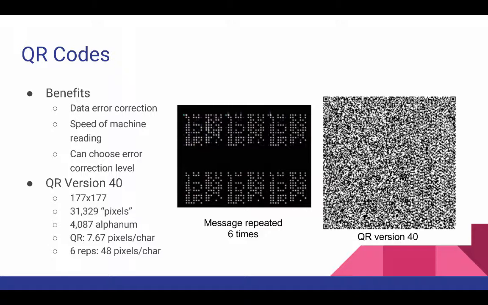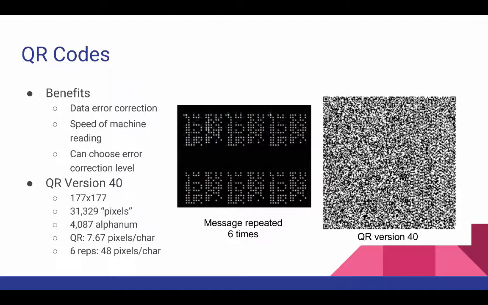Now, QR version 40 is this big blob that you see on the right. It's 177 by 177 pixels, which gives you 31,000 different pixels. That lets you have just over 4,000 alphanumeric characters in there. There are different levels of things that it can encode in QR, but for alphanumeric, that gives you just over 4,000.